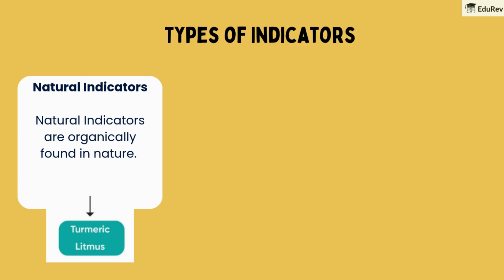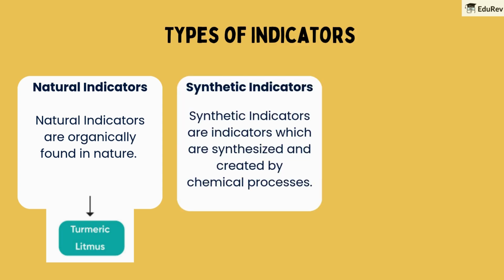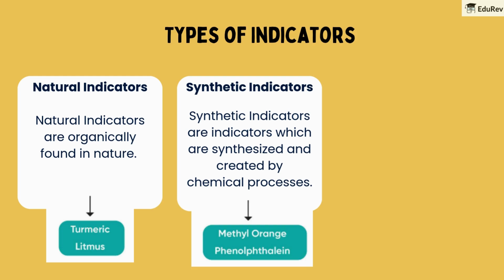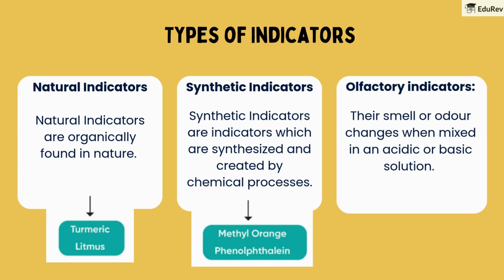Synthetic indicators are indicators which are synthesized and created by chemical processes. Some of the commonly used synthetic indicators are methyl orange and phenolphthalein. Olfactory indicators: their smell or odor changes when mixed in an acidic or basic solution. Example, onion or clove oil.